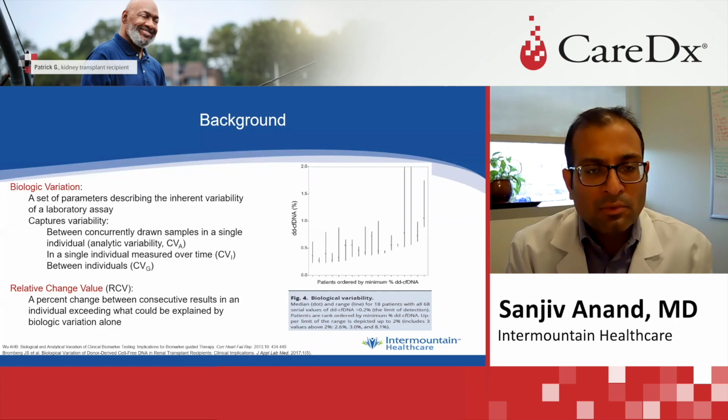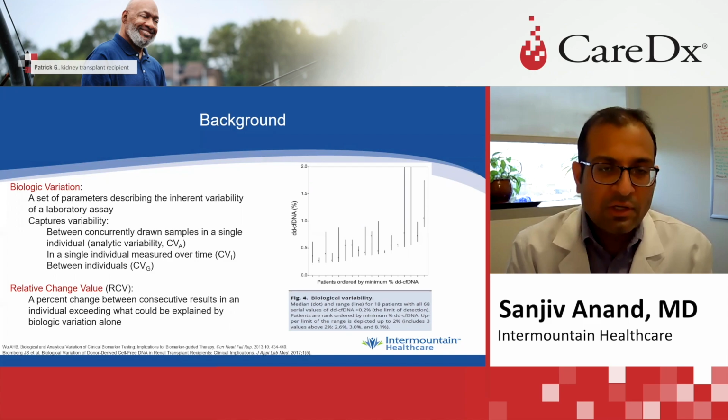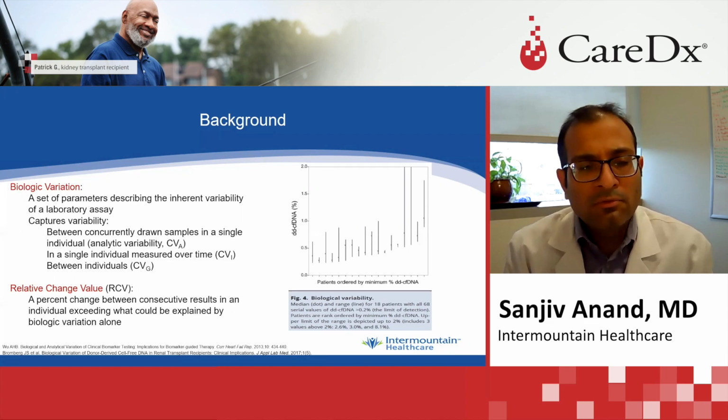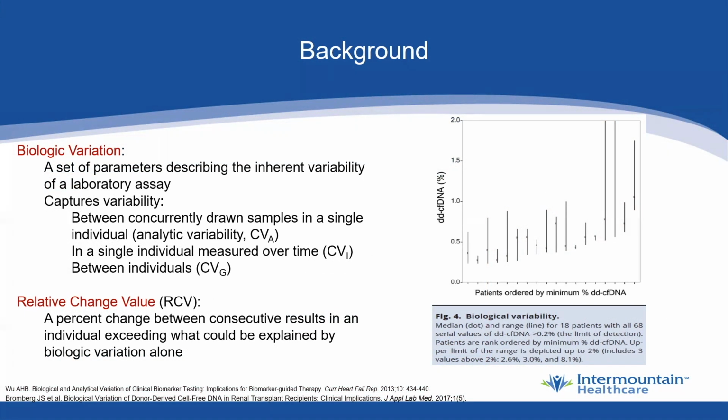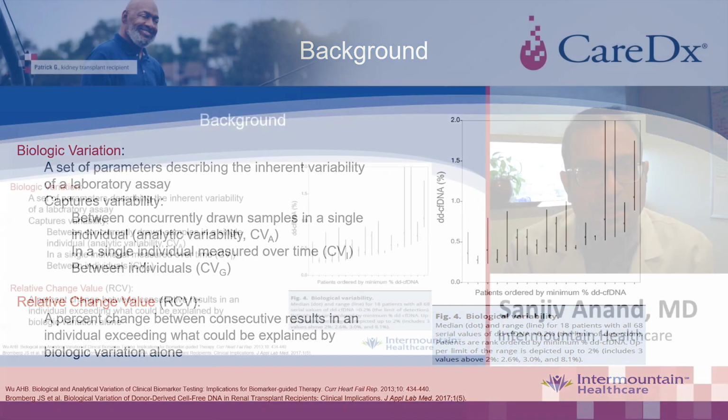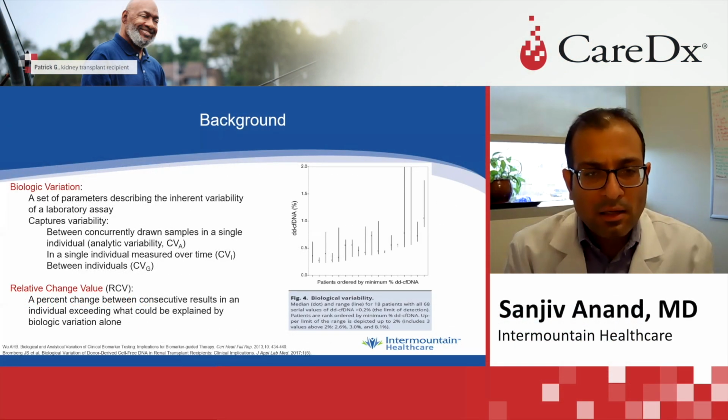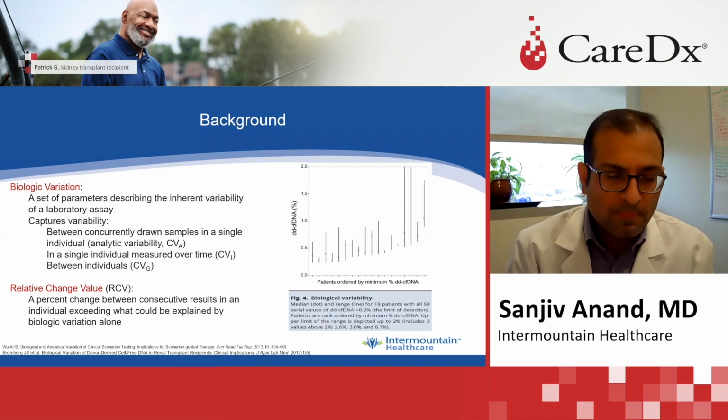And the hypothesis was that incorporating knowledge of the above factors would refine the clinical utility of the use of donor-derived cell-free DNA. Some of the definitions that you can see on this slide are biological variation and relative change value. I want to emphasize the relative change value because we're going to discuss this further down the road. That's a percentage change between 2 consecutive results in an individual, exceeding which cannot be explained by biological variance alone.